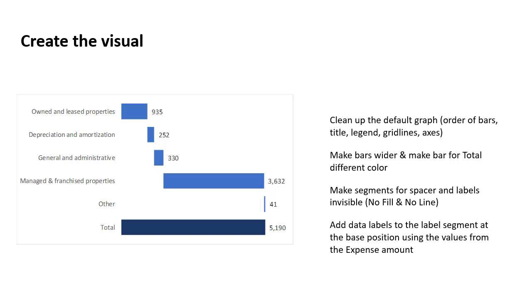I've added the data labels outside of the bars. The way I did that was I added the data labels to that label segment, which is invisible, at the base position. That means it's going to be right beside the previous bar segment. And I've used the values from the expense amount data series, so I have the correct value in the label. It's technically in a separate segment. It's one of the tricks you can use to position a label where you want it to be in a stacked bar chart. This way, the audience can easily see which of those segments is the largest and the values that are associated with each of those segments.